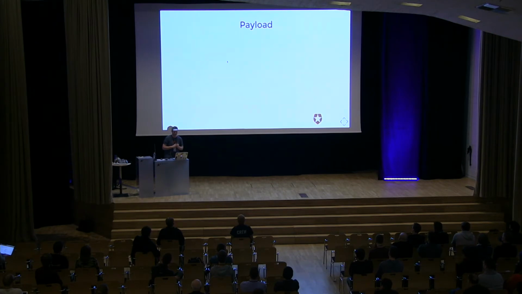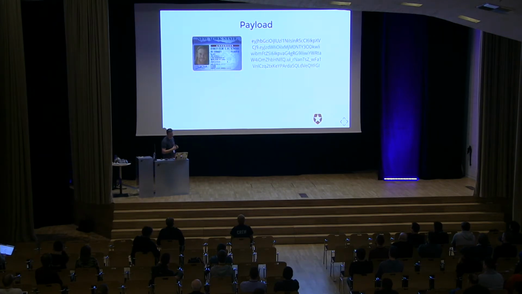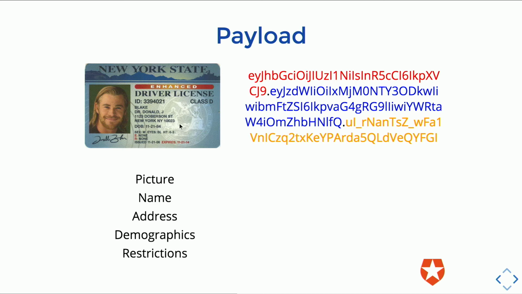And next, if we look at the payload of both our driver's license and JSON Web Token, let's see if we can keep the analogy going and have it fit. If we look at the payload of the driver's license, we see the picture of the user, their name, their demographic information, their restrictions, and when it comes to getting into bars and nightclubs, probably the most important thing is the date of birth. We want it to be over 21 years of age.